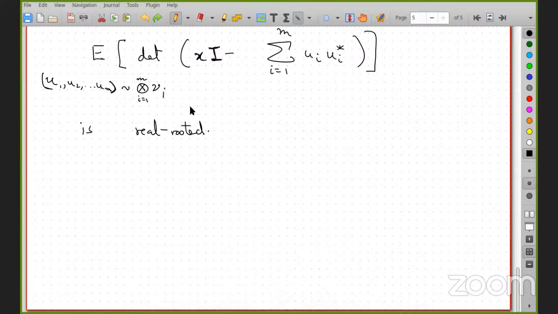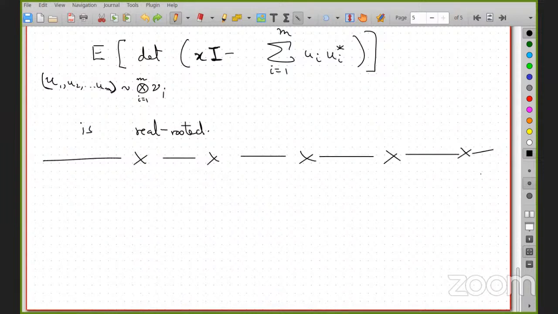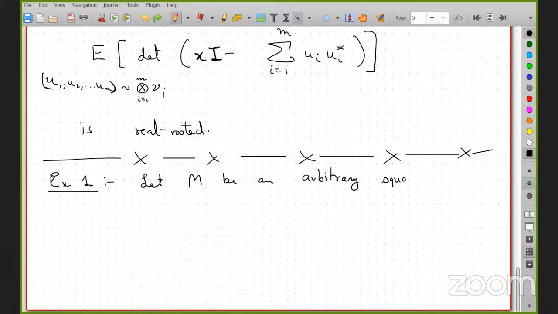To do this, we'll do some exercises with determinants, elementary exercises, and then we'll combine them and get this result. Okay, so let's start doing some exercises with determinants. So the first one is the following, exercise 1. Let M be an arbitrary square matrix.